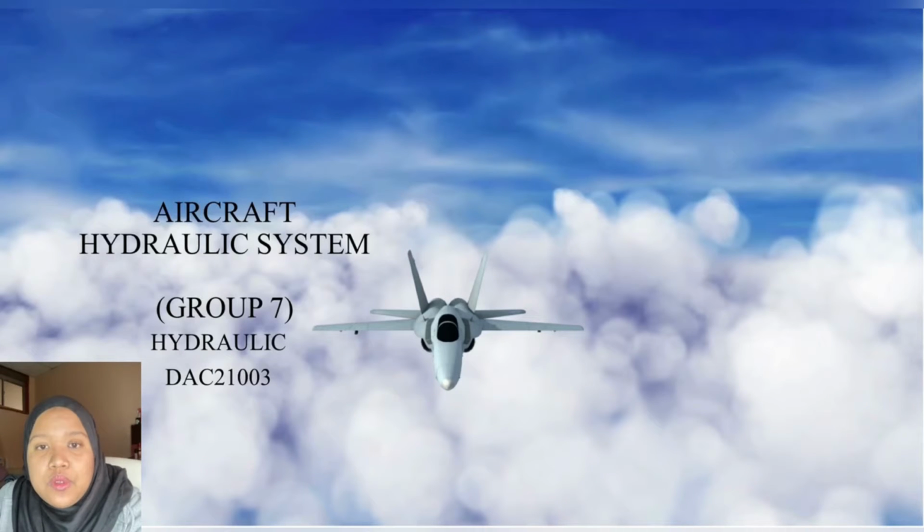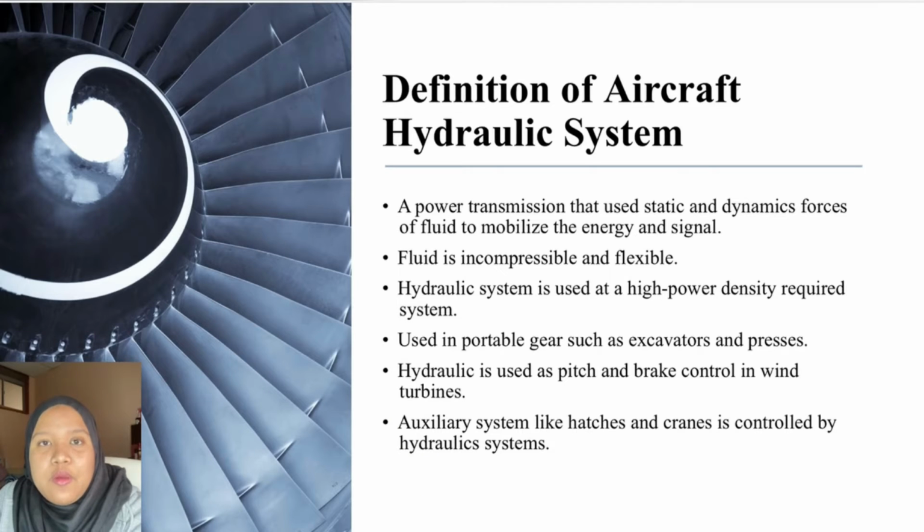Today I will present to you about a hydraulic system called aircraft hydraulic system. So what is aircraft hydraulic system? Aircraft hydraulic system is a power transmission that uses static and dynamic forces of fluid to mobilize the energy and signal. Fluid is incompressible and flexible, so hydraulic system is used at a high power density required system.